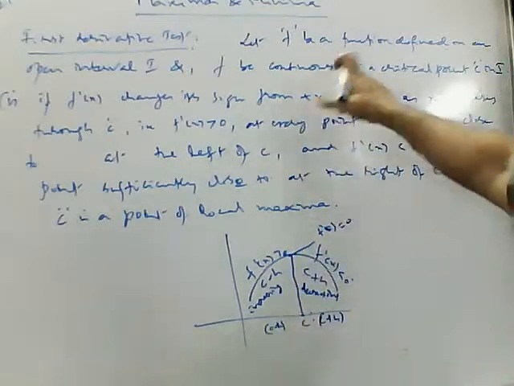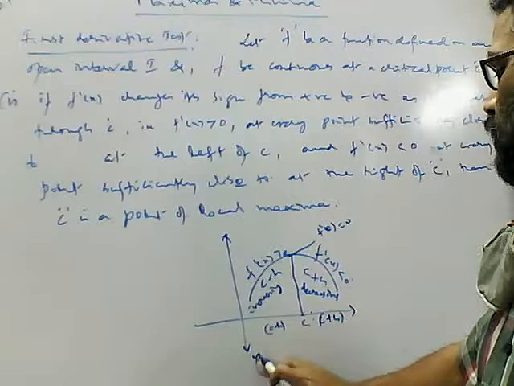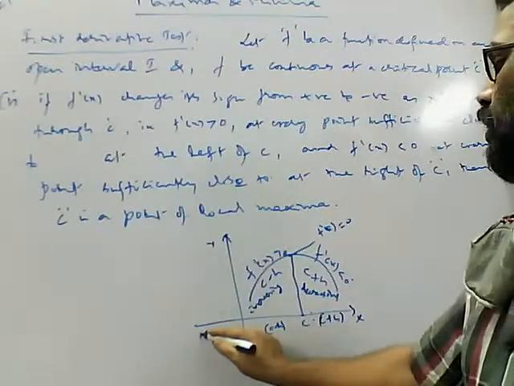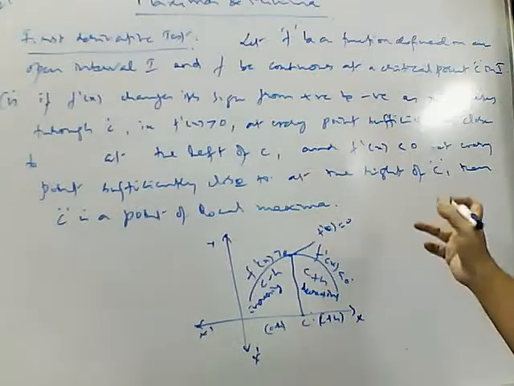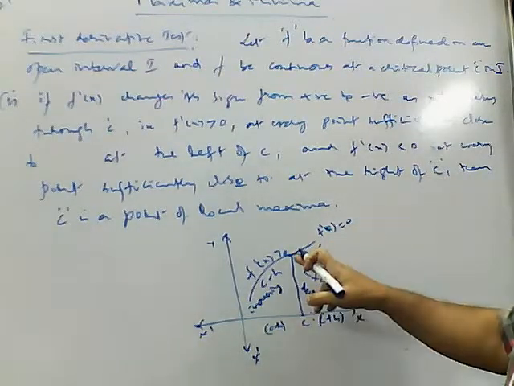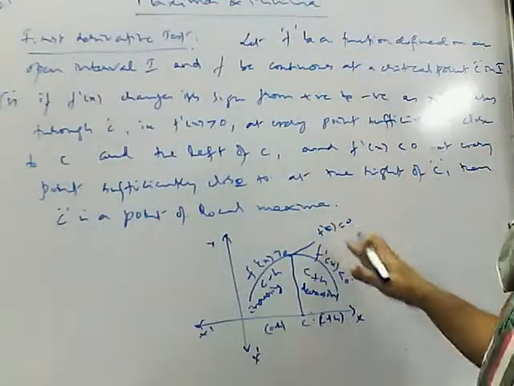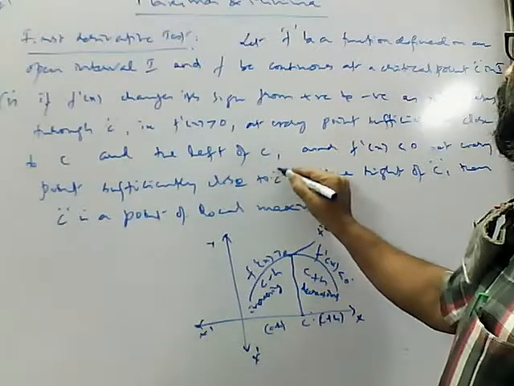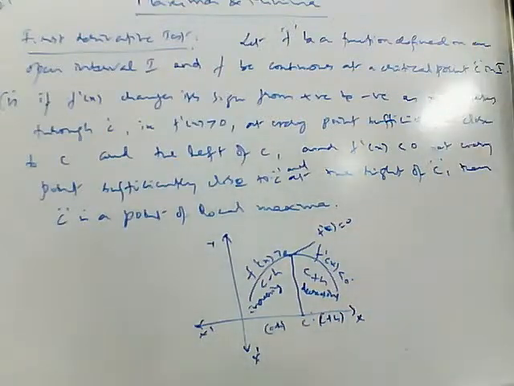So this indicates, let f be a function defined on interval I. Okay, this is defined over I. And f be continuous at a critical point C in I. If f dash changes sign from positive to negative as x increases through C, that is f dash x greater than 0 at every point sufficiently close to C and to the left of C, and f dash x less than 0 at every point sufficiently close to C and to the right of C, then C is a point of local maxima. This is the definition of a local maxima.